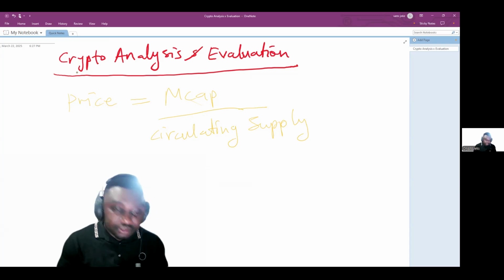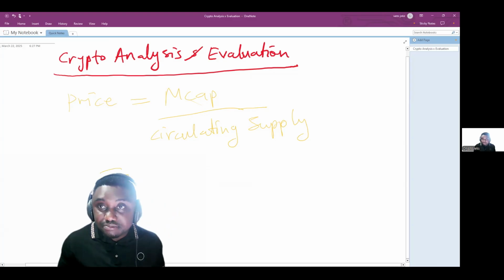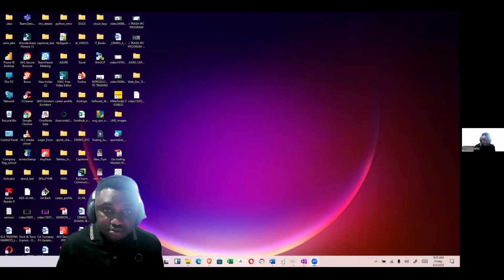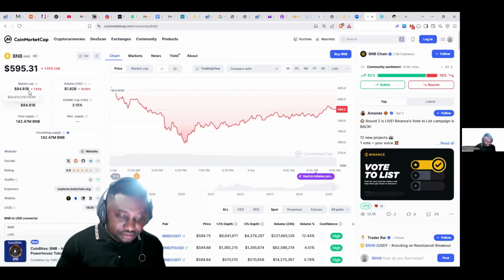So let's take an example of BNB, for instance. What is the market capitalization of BNB? Like we have seen here, the market capitalization is 84 billion.